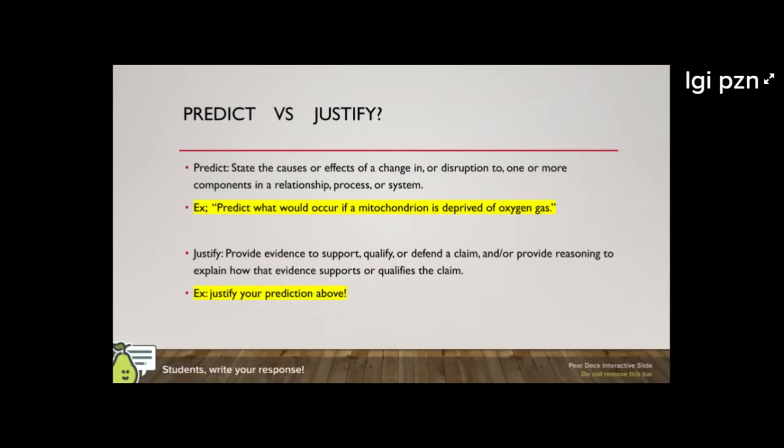This is good review anyway. See what you can do with that. Okay, less ATP produced because, why? Specifically, what does oxygen gas do for ATP production? That's a good question.